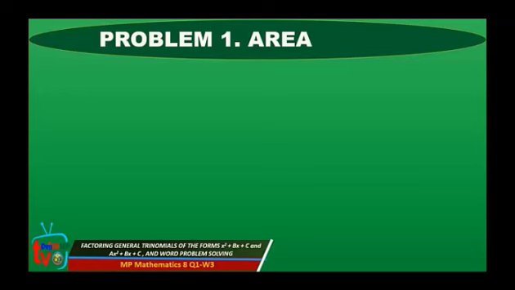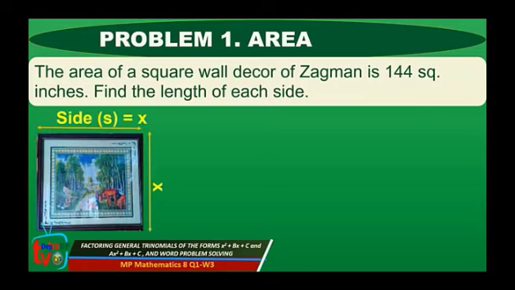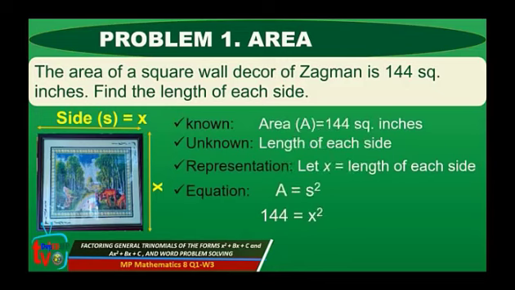Problem number 1. The area of a square wall decor of Zagman is 144 square inches. Find the length of each side. First, we should identify what are the given known or the given facts in the problem and what is the unknown. In our problem, the known is the area, which is equal to 144 square inches. The unknown is the length of each side of the picture.